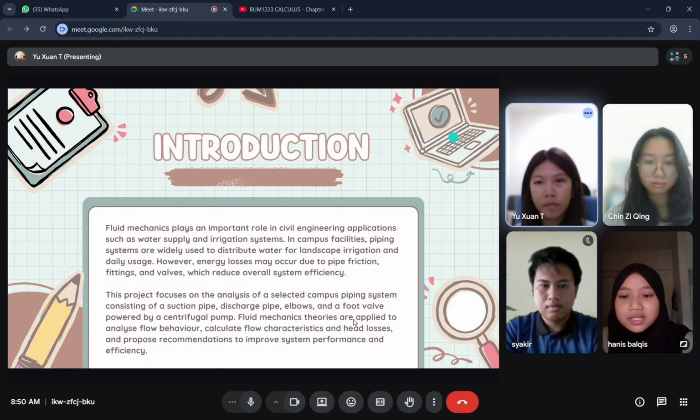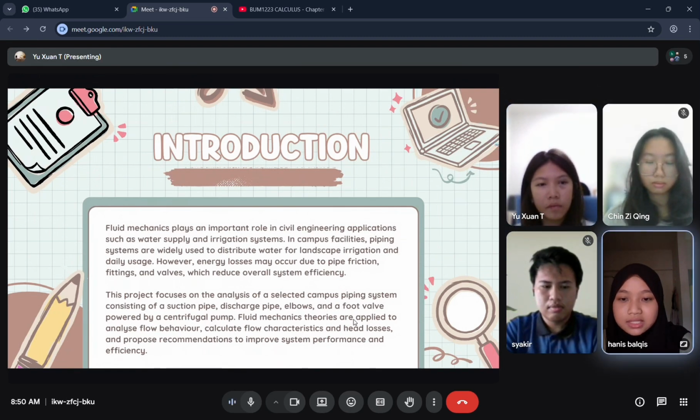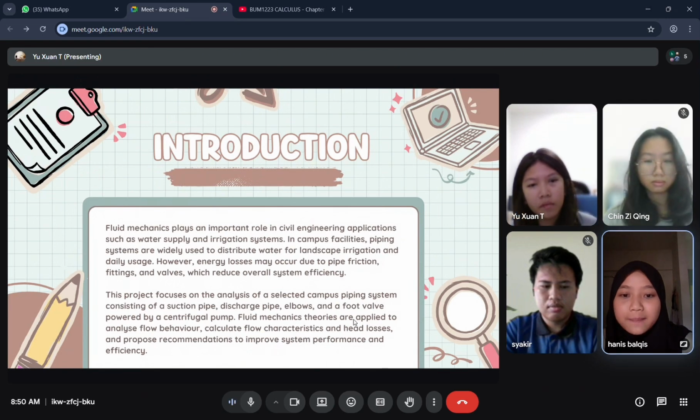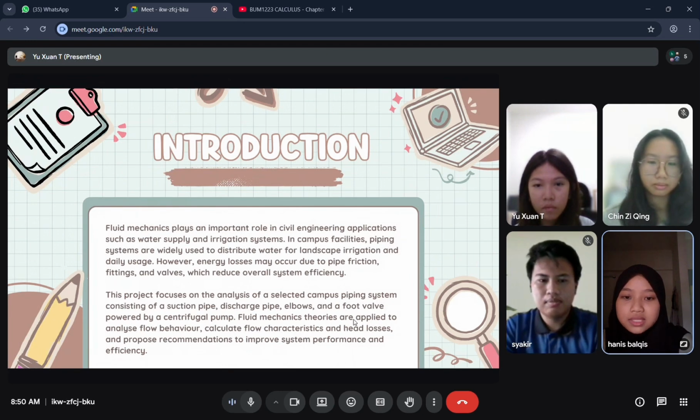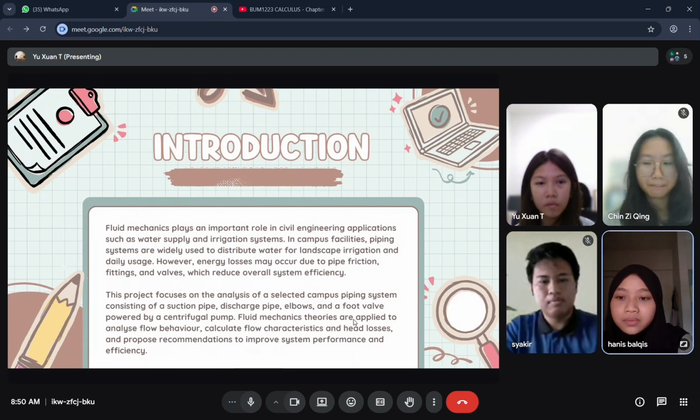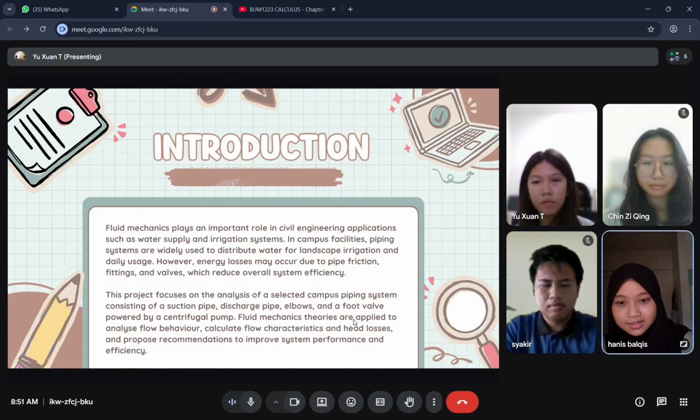This project focuses on the analysis of a selected campus piping system consisting of a suction pipe, discharge pipes, elbows, and a foot valve powered by a centrifugal pump. Fluid mechanics theories are applied to analyze flow behavior, calculate flow characteristics and head losses, and propose recommendations to improve system performance and efficiency.